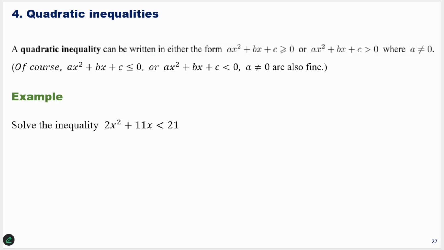I think I can solve this. I think it's the same as the linear one. You just use the equal sign first, and then at the end you convert it back. Can you give it a try? Okay. So 2x squared plus 11x minus 21 is equal to 0.